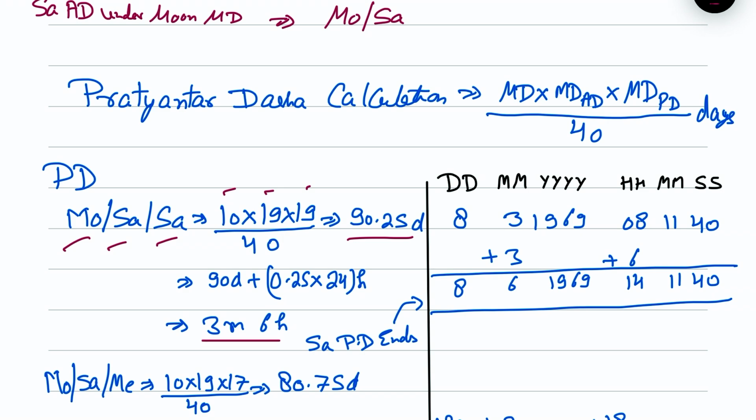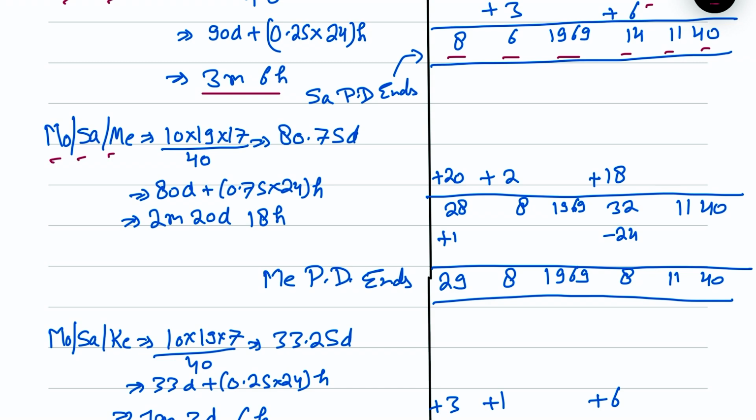The date of birth is this. If we add 3 months and 6 hours to it, we get that Saturn Pratyantar Dasha ended on 8/6/1969 at 14/11/40. Now Moon, Saturn, Mercury. Moon is the Mahadasha Lord, Saturn is the Antardasha Lord, and Mercury is the Pratyantardasha. Moon is 10 years, Mercury 17, so 80.75 if we divide by 40. 80 days is 2 months and 20 days, and 0.75 into 24 is 18 hours.